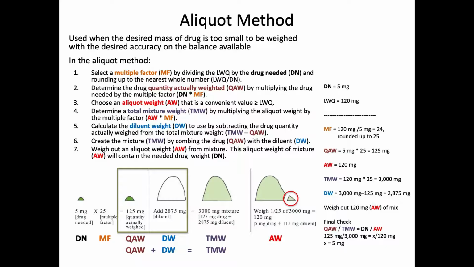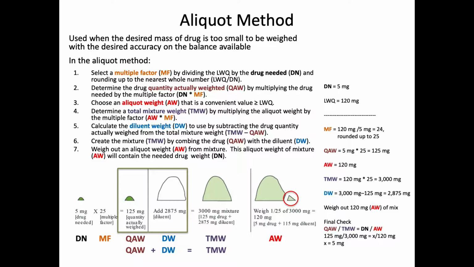The next step is to determine what we call a multiplication factor. MF stands for multiplication factor. It's easily determined by taking, and this is what's important, the least weighable quantity in the numerator divided by the DN, or the drug needed. So the LWQ divided by the DN will give you a number. This number needs to be a whole number. So if it were to turn out to be 23.2, you round up. You always round up. You never round down. If you round your multiplication factor down, then you'll get more than your allowable error. So always round it up.